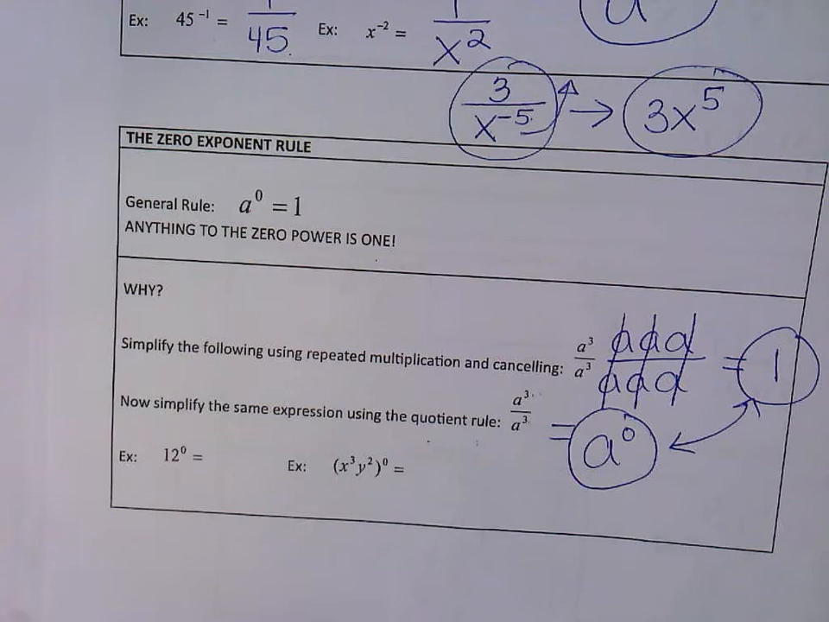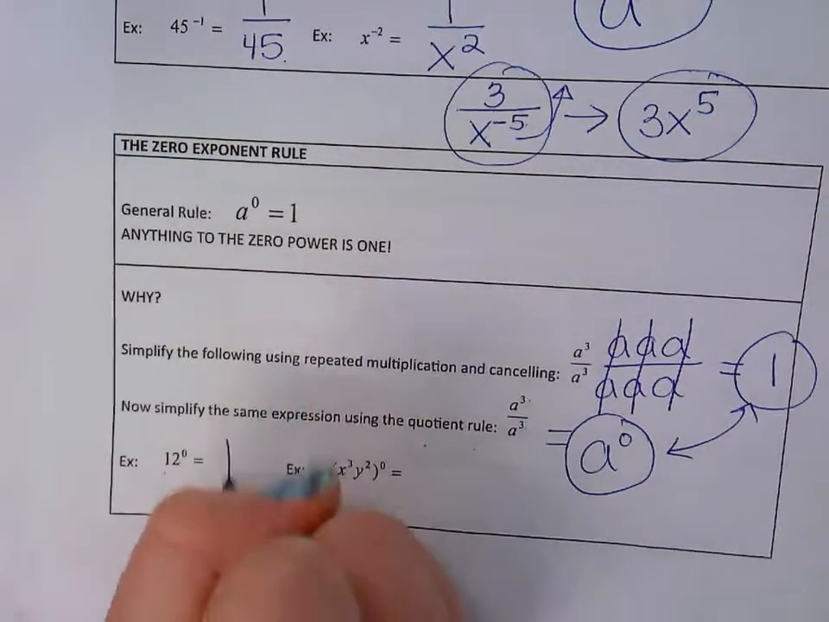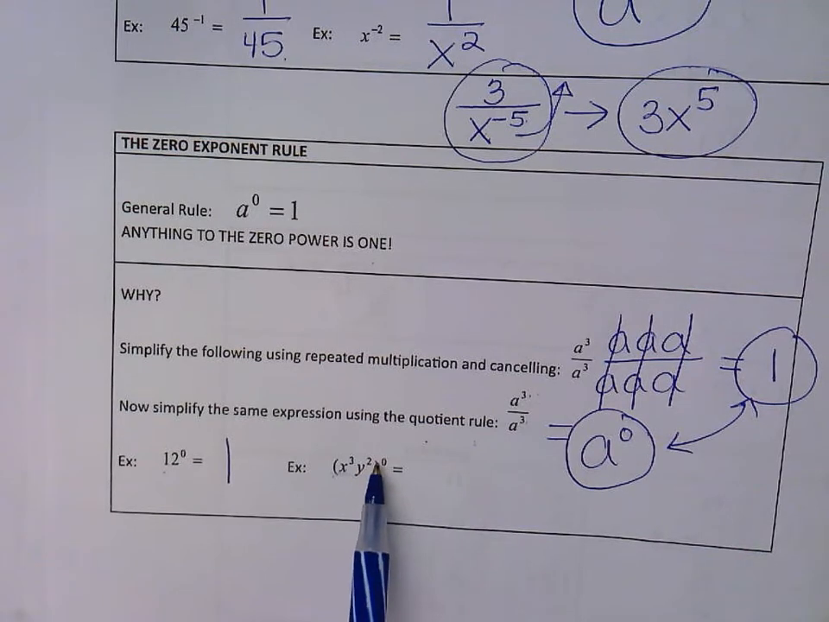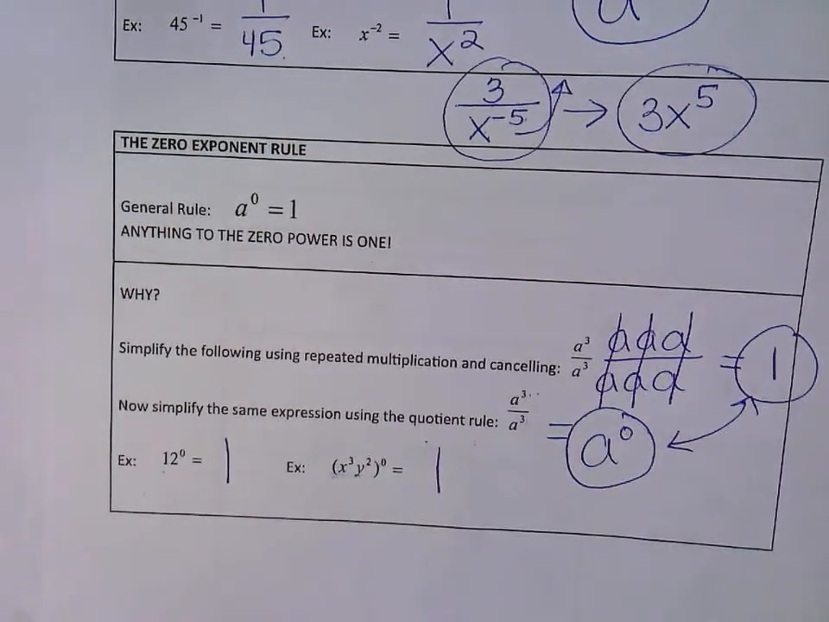So down at the bottom, 12 to the 0 power must be 1. And this parenthesis to the 0 power, you don't even have to distribute it. Anything raised to the 0 power is just 1.